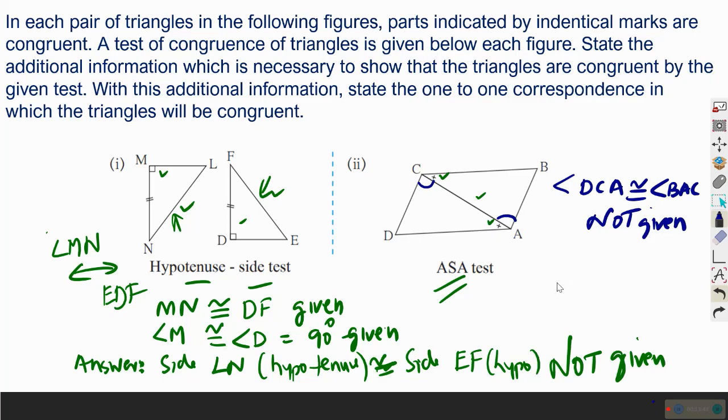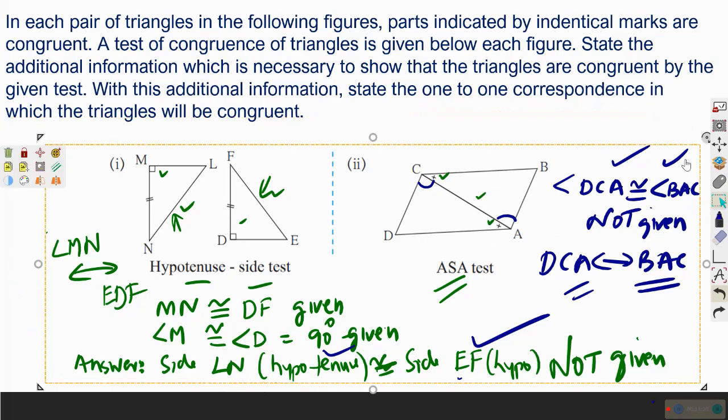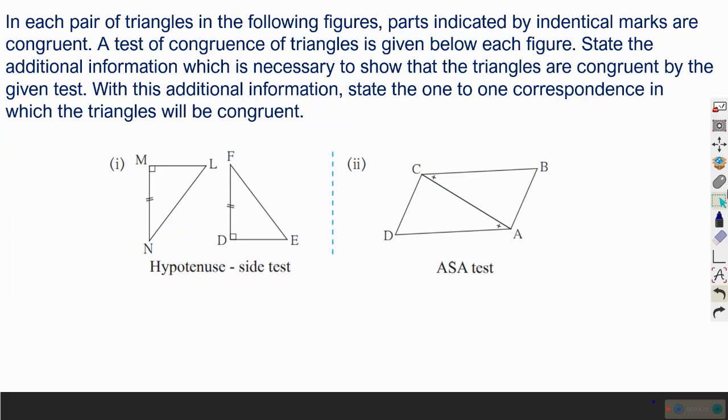If that is given, then we will write its correspondence. What is it? DCA is in correspondence with BAC. This we will write. So they are asking what is not given. Here, DAC congruent to BAC is not given. Here, the hypotenuse is not given. Congruent is not given. Such a question can also be asked. Something interesting: giving the answer and asking the question. That's a good idea in mathematics. The answer is given, asking how the question should be or what is missing in the question.